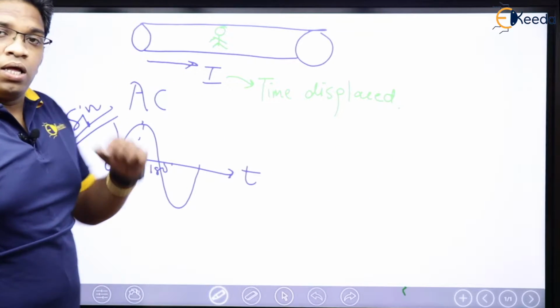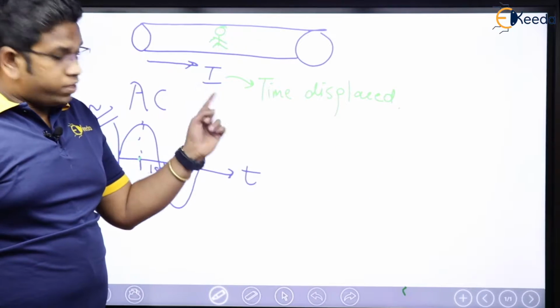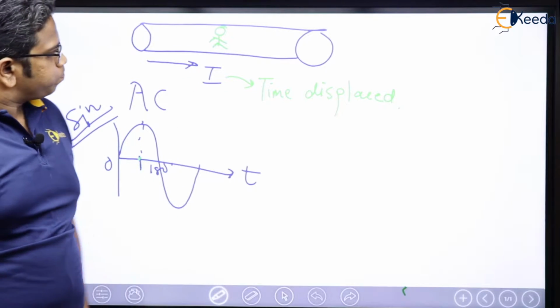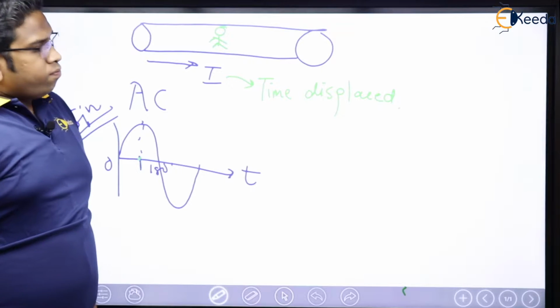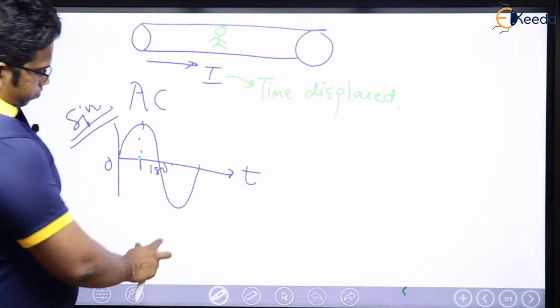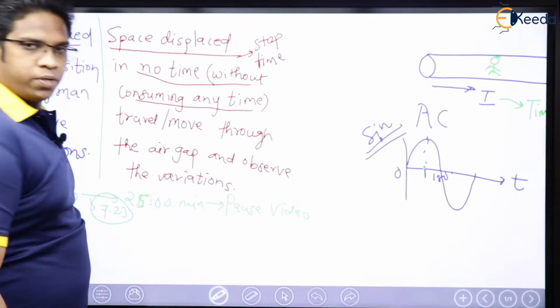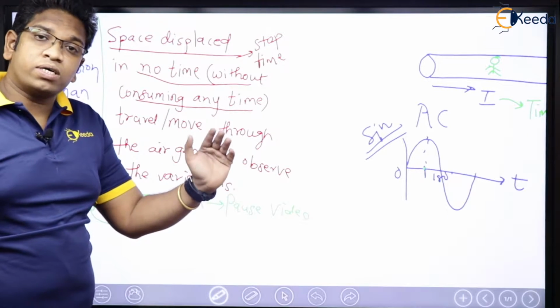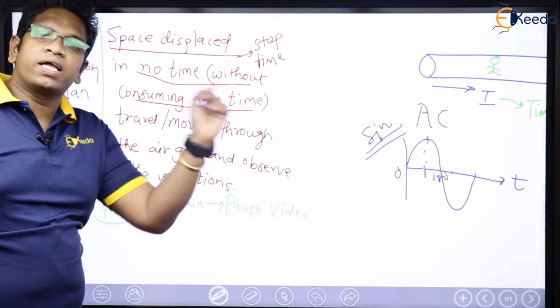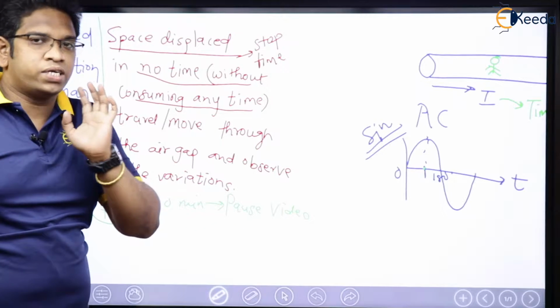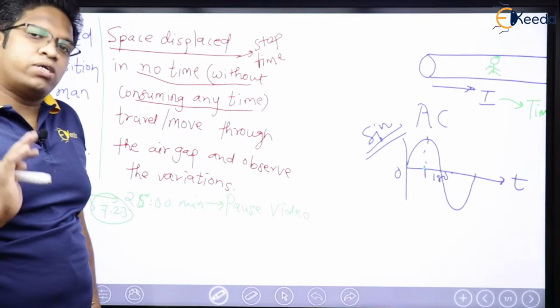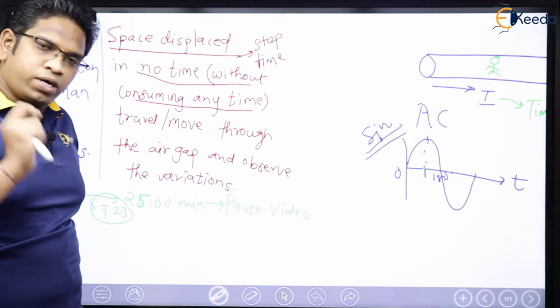Now, let me check if it is space displaced as well. Let us check it. What is the definition? Space displaced means, in no time, without consuming any time, you have to move throughout the air gap and check if there are any variations. Now, in no time we cannot travel.